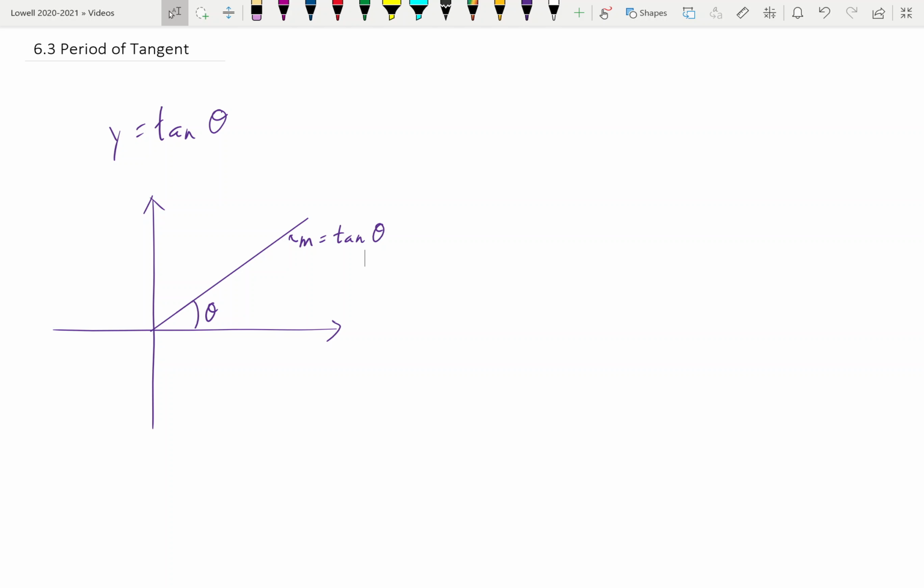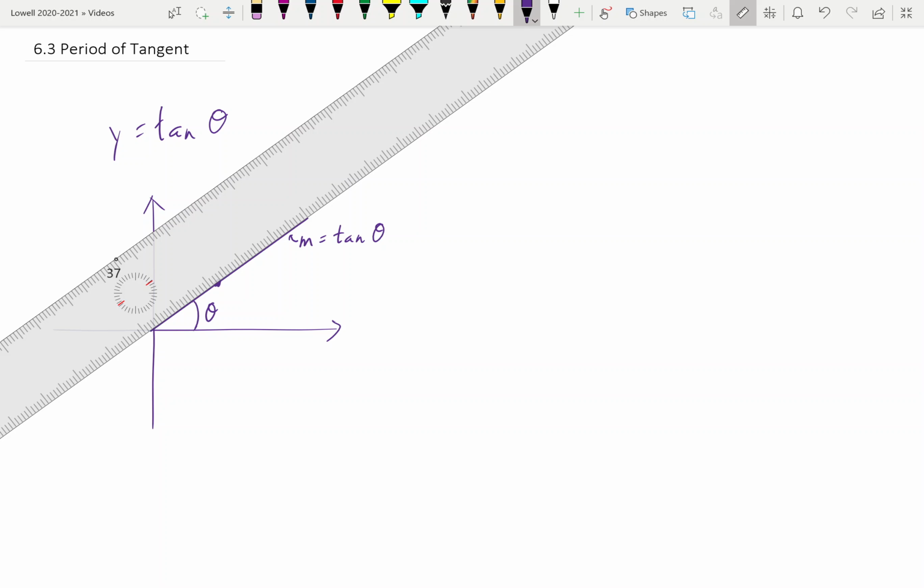Alrighty folks, welcome back. In this video, we're going to talk about the period of the tangent function. So we'll start off with some angle theta drawn here. And remember from our previous discussions that on the unit circle, we see the x and y coordinates, where the x coordinate is cosine and the y coordinate is sine. We actually know that tangent is the slope of this ray.